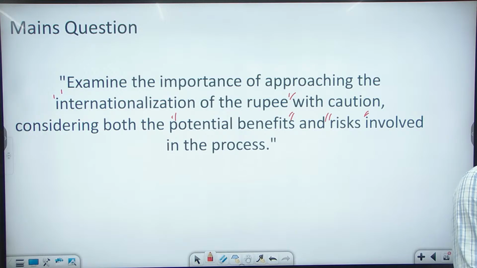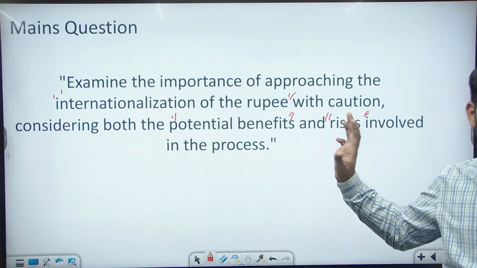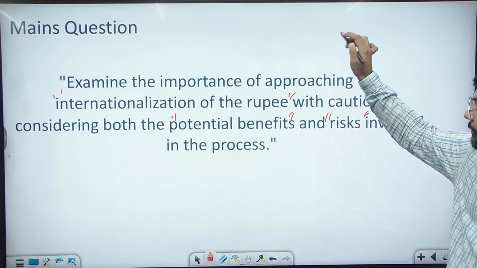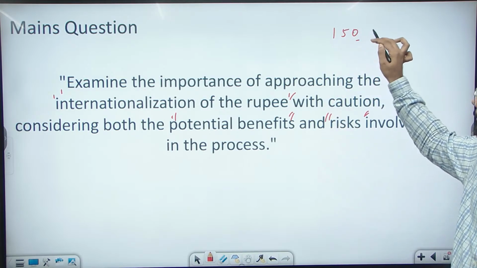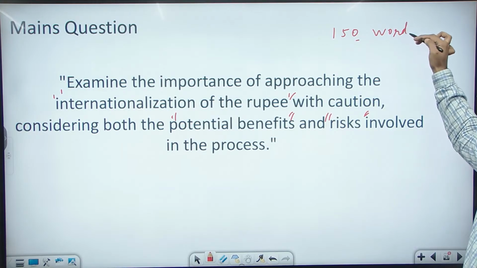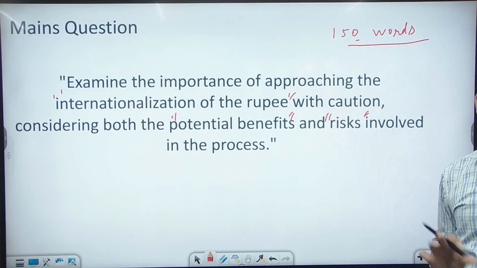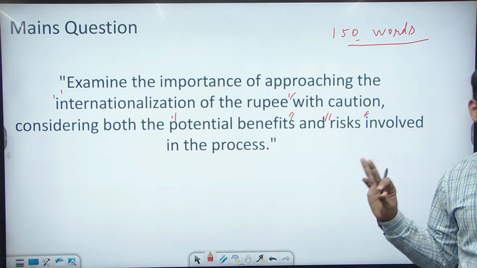You will add some of the data, some of the case study related to it, and write it in only 150 words, not more than that. And you can frame your answer only by reading this article. All the order is given in this article. Article is from the Indian Express.